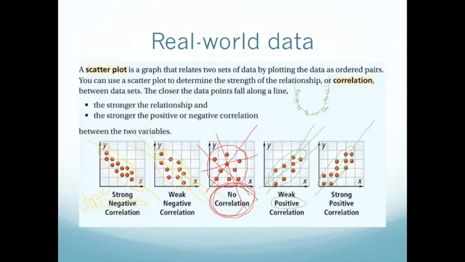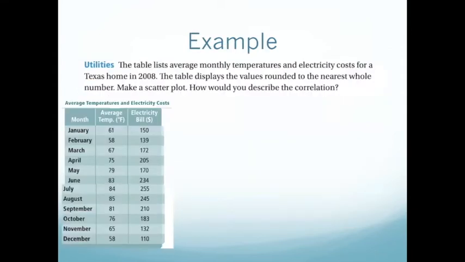Okay, so let's look at some data. In this example, we're looking at utilities. The table lists average monthly temperatures and electricity costs for a Texas home in 2008. The table displays the values rounded to the nearest whole number. Make a scatter plot, and how would you describe the correlation? So I'd like you to pause the video and try to do the scatter plot on your calculator, and then we'll run through it together.